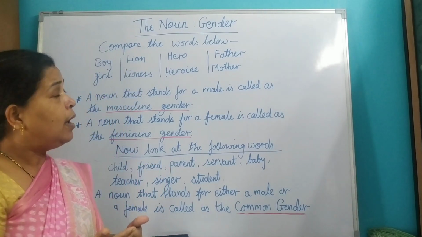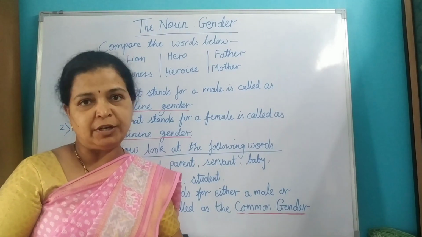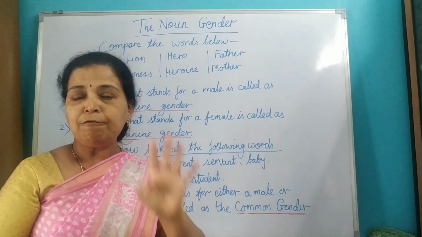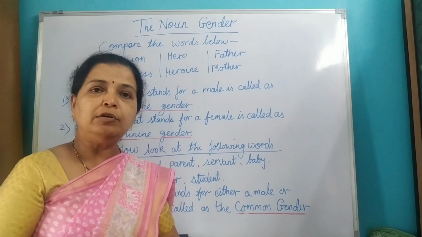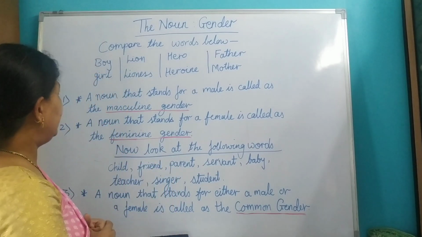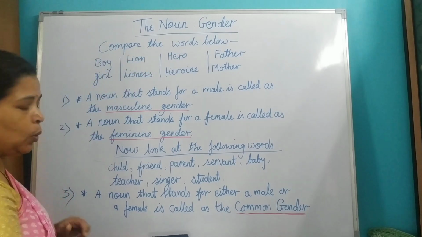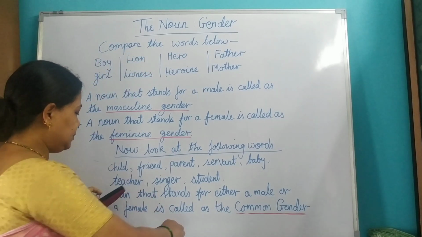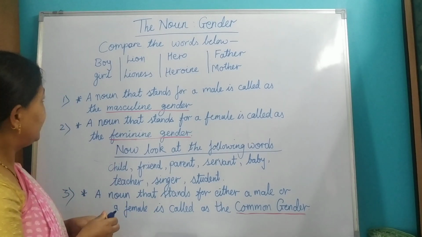Then, how many types of genders are there? What are the different types of genders? There are 4 different kinds of genders. And we are going to see each of them one by one. Now, let's see. Compare the words below. Some words are given here. You have to just notice them.